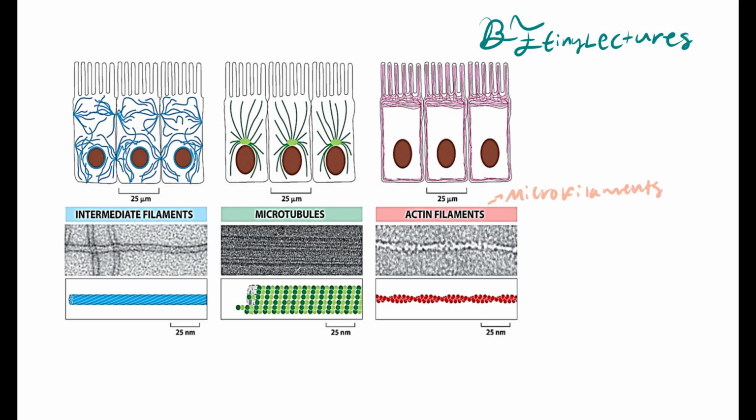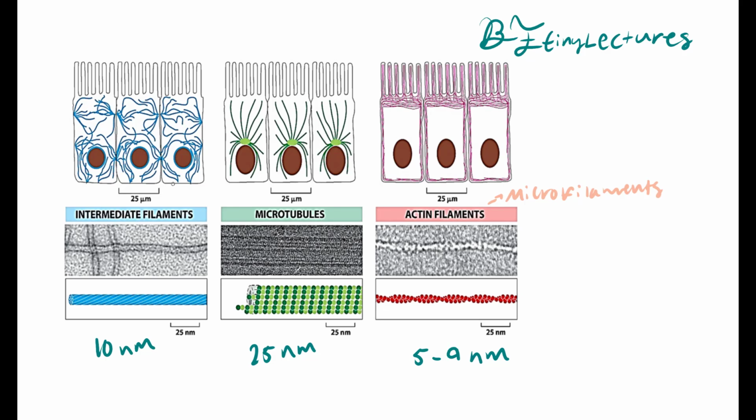The microtubules are the largest cytoskeleton components. The diameter for the microtubule would be 25 nanometers. The next biggest cytoskeleton filament would be the intermediate filament, which is only about 10 nanometers. Now, the thinnest and smallest cytoskeleton filament would be the microfilaments, which are also called actin filaments, and these are about 5 to 9 nanometers.